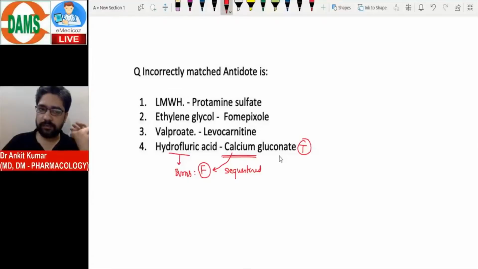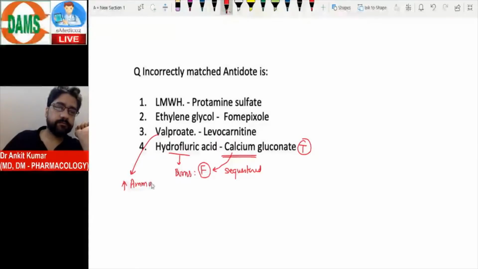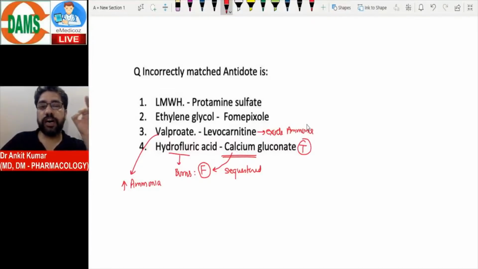It is correct. Valproate: remember, valproate leads to an increase in ammonia level in the body. And remember, carnitine helps in removal of ammonia from the body. It excretes ammonia out of the body. Hence, for valproate-induced hyperammonemia, the antidote is again levocarnitine. Then we have ethylene glycol.